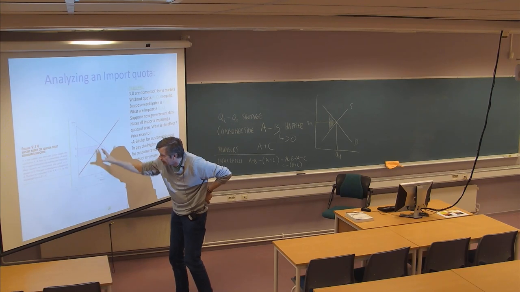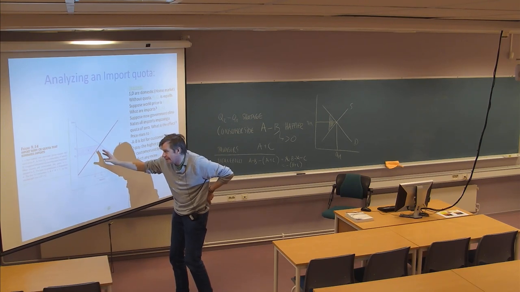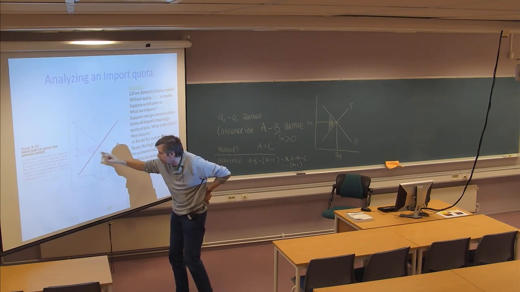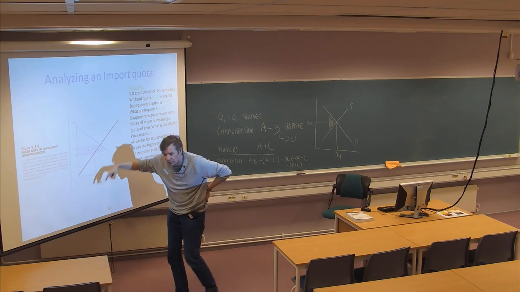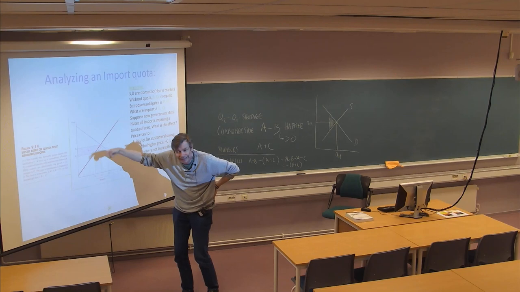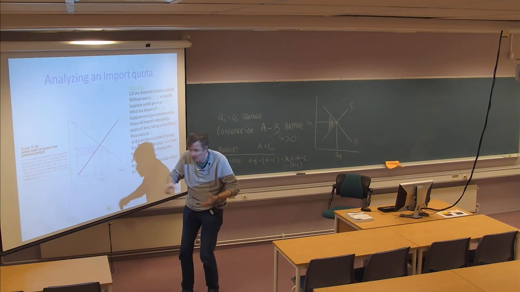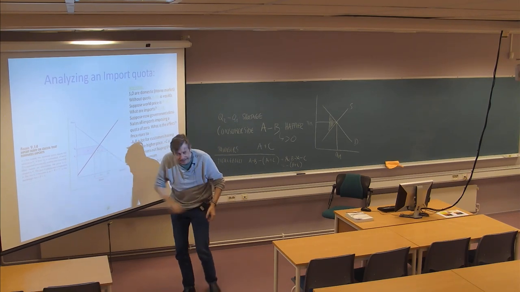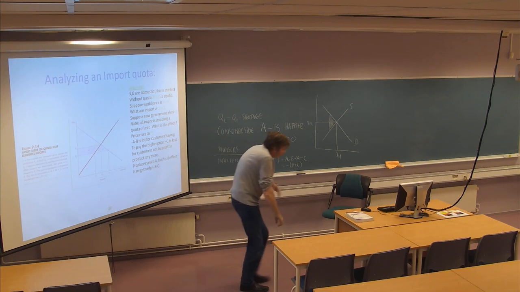So if you take these and subtract the two, you end up with B and C. You see, these A's are canceling each other. One is positive for the producers, they get a higher price, which is negative for the consumer. So that is cancelled, and you're left with these as a deadweight loss here.